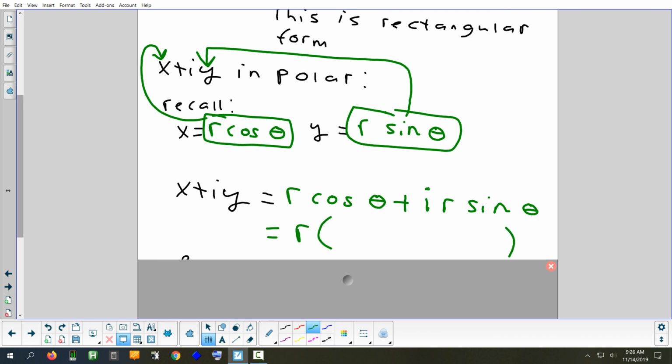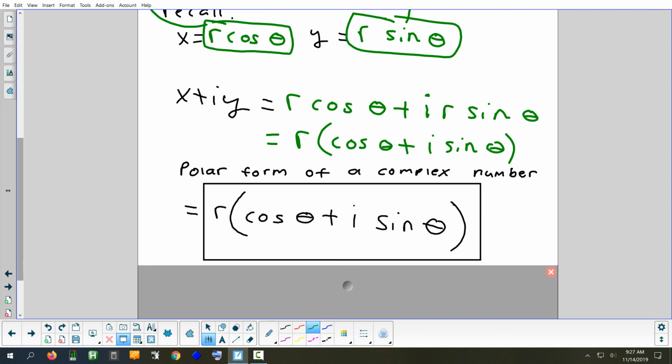If you factor r out of the first part, what's the only thing you're left with? Cosine theta. If you factor r out of the second part, what are you left with? I sine theta. That is the polar form of a complex number. It's r in parentheses, cosine theta plus I sine theta.